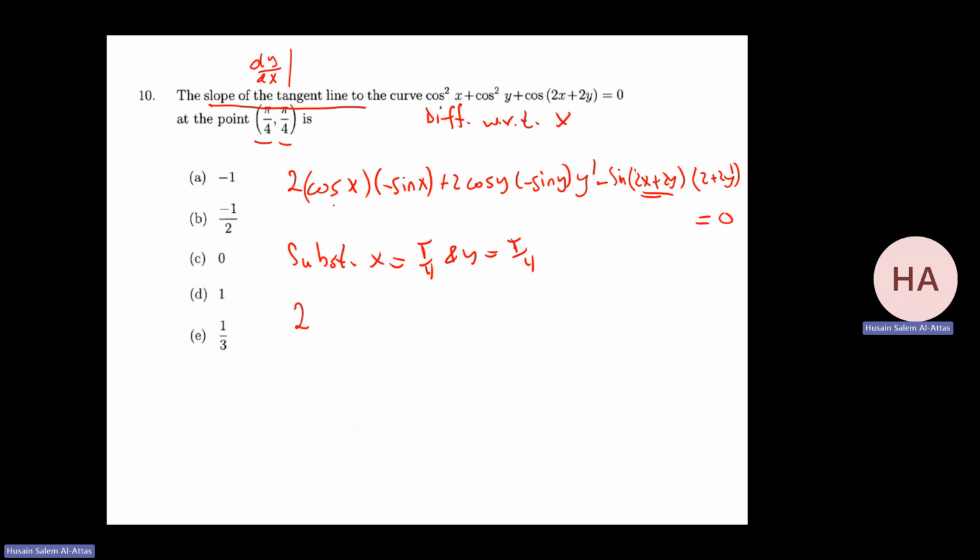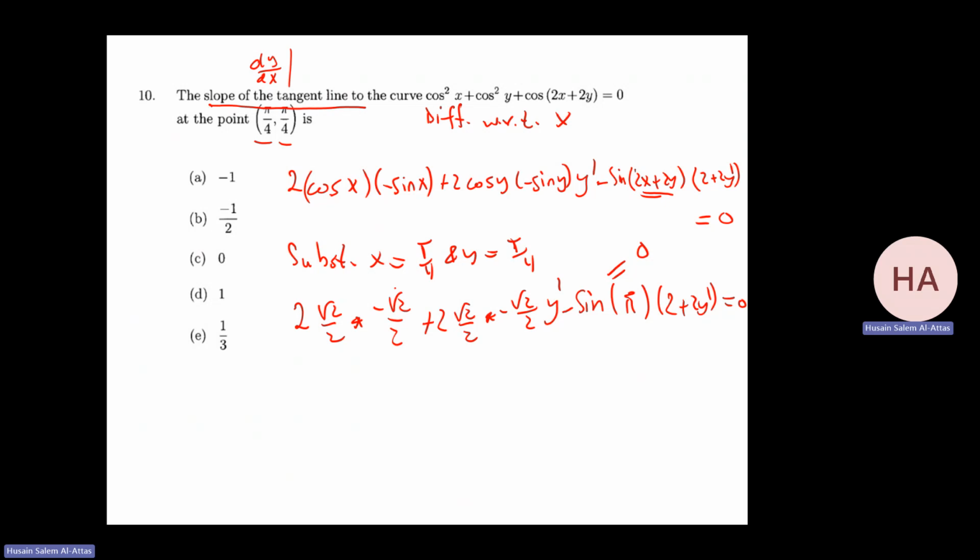I have 2 cosine pi over 4, root 2 over 2. And here I have minus root 2 over 2 plus 2 cosine y, that will be 2 root 2 over 2. Same thing, don't forget I have y prime. Equals, not equals, minus, sorry. Minus sine of 2 times pi over 4 plus pi over 4, so sine pi over 2 plus pi over 2, times 2 plus 2y prime. That equals 0. Don't forget this is 0.